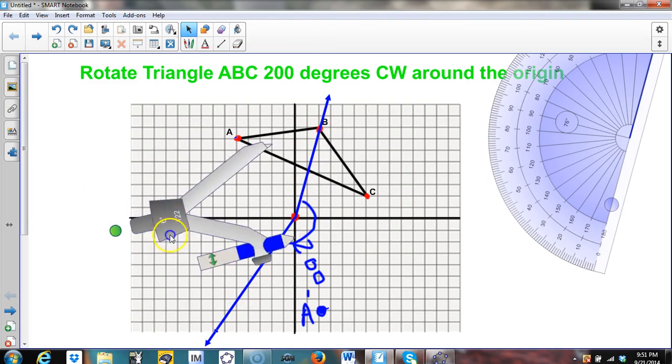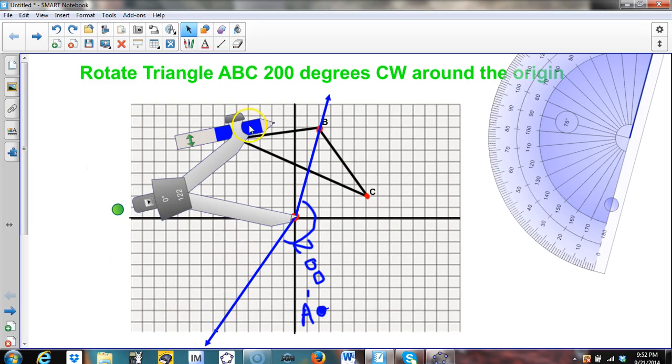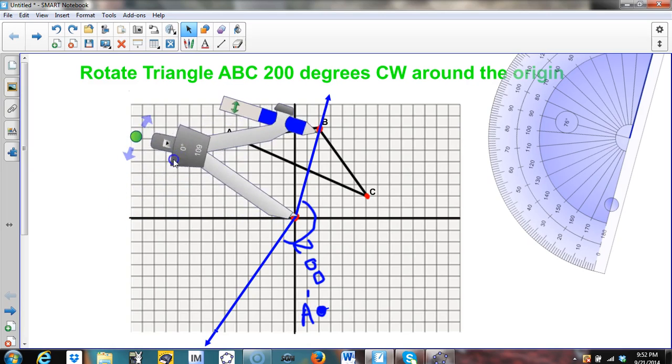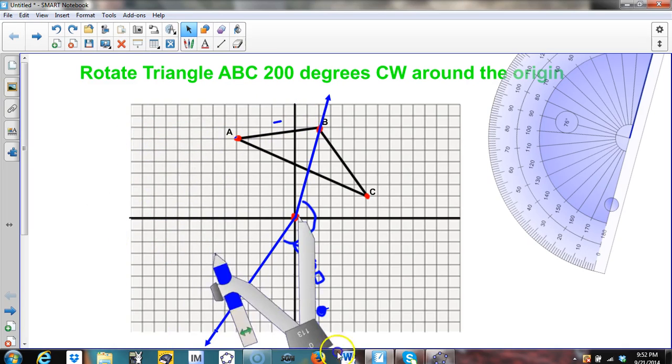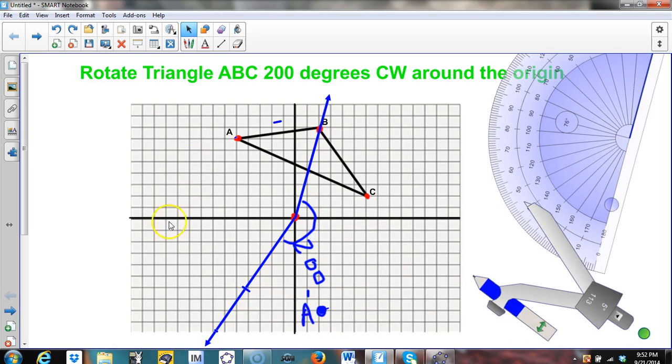We don't know exactly where, but again, if I mark the distance that B is from the center of rotation and set that on my compass, now when I bring my compass over to this line, see where it's going to intersect? That's where B is going to go. So I'm just going to put a little mark there because that's all that I need. I don't need the full circle. So now that I know B prime is going to go right here, we have one more point to do.